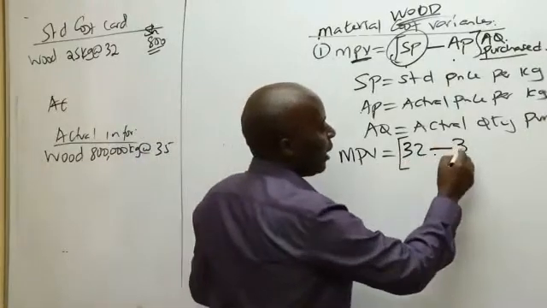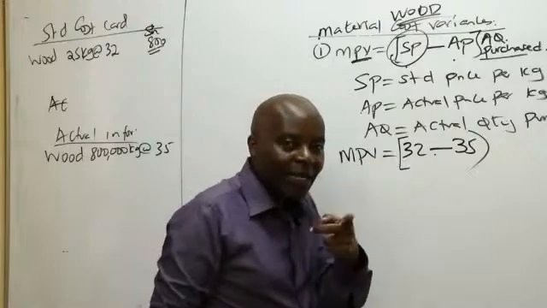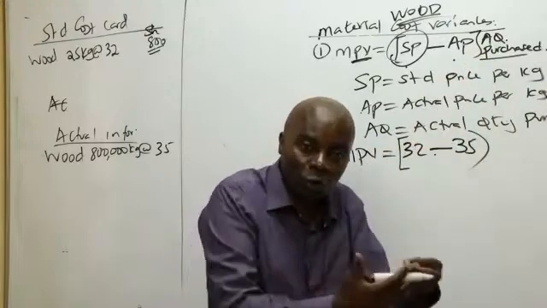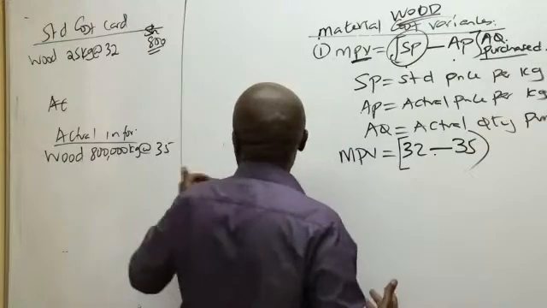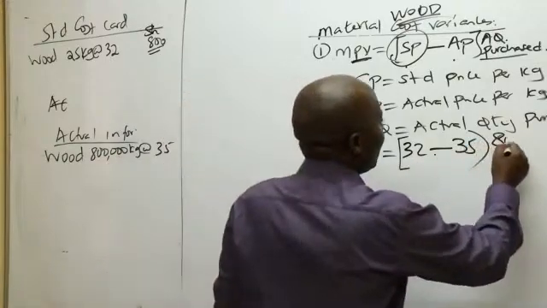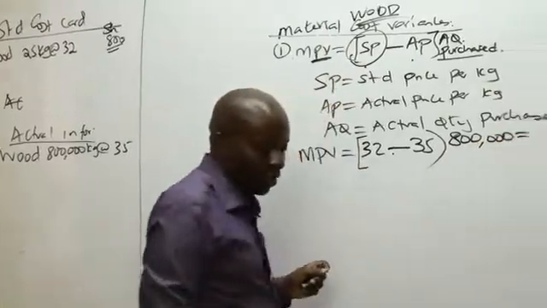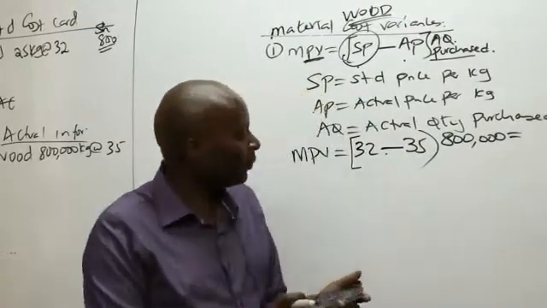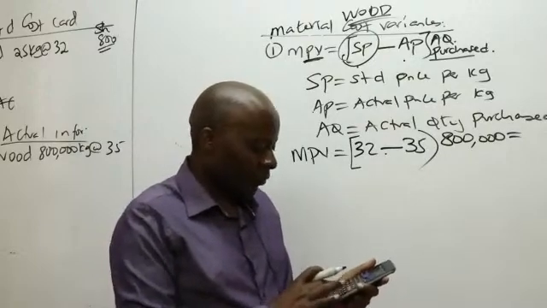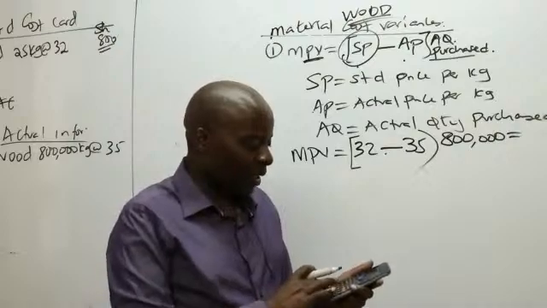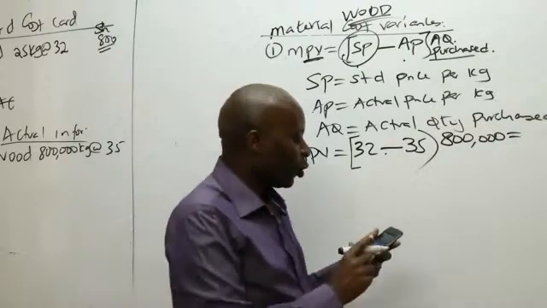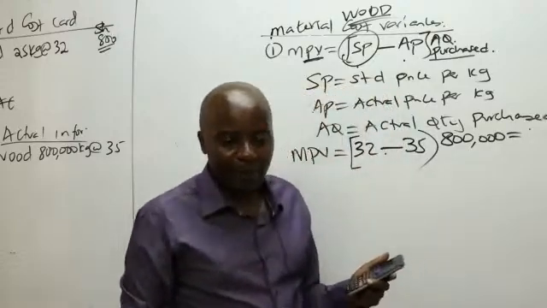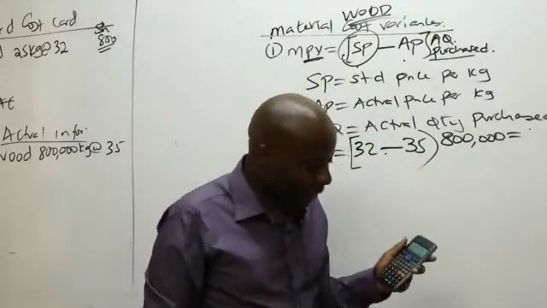So 32 minus 35, like that. I'm not releasing my eyes from the actual information. Again, they want me to pick the actual quantity of wood which I purchased, which I can see from the actual information is 800,000. So get your calculator and give us that variance. We have 32 minus 35 equals first. Whatever I get, I say times 800,000. I'm able to see 200 and something, eh? There is a correction. It's 80,000, not 800,000.